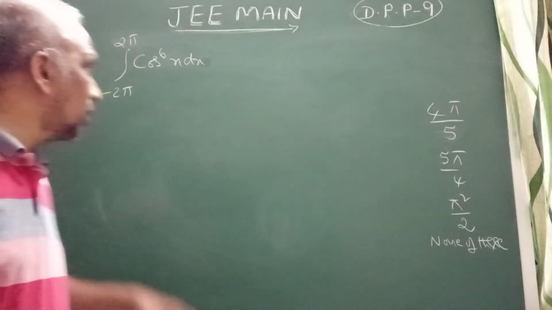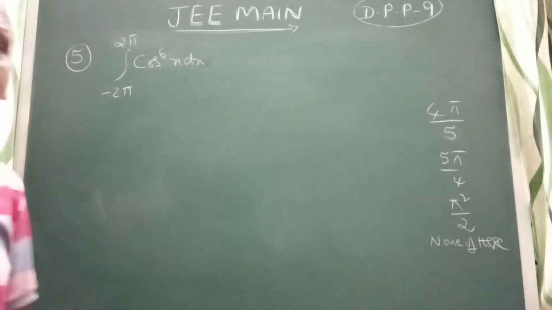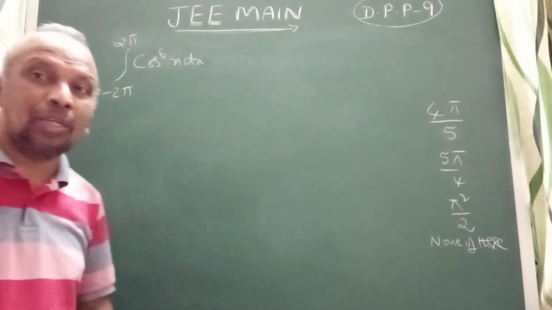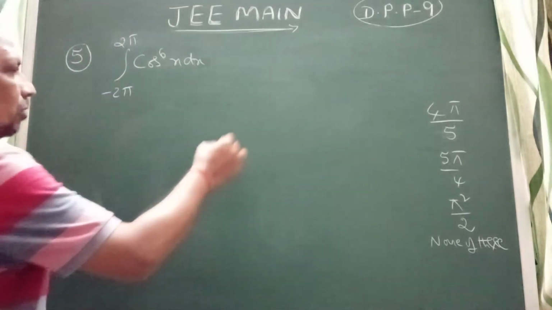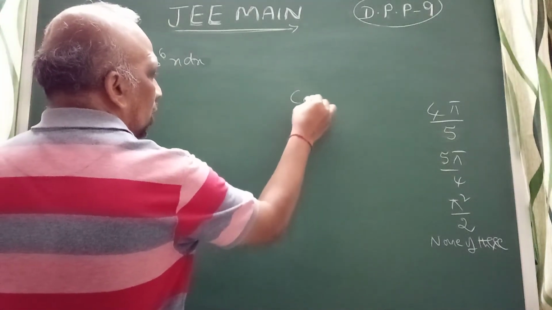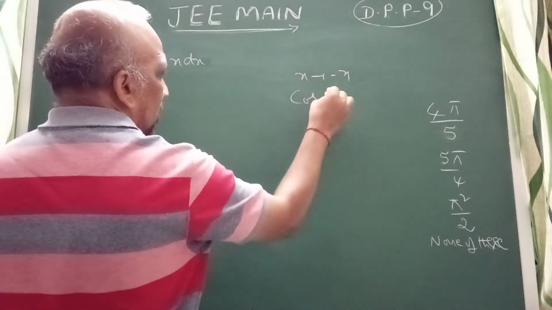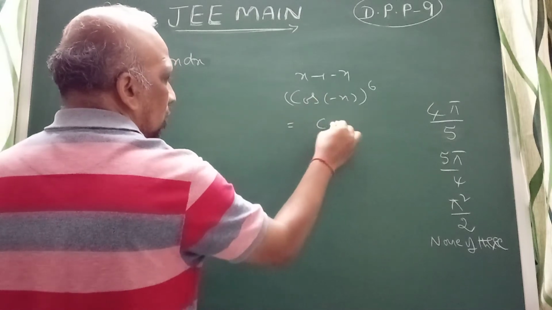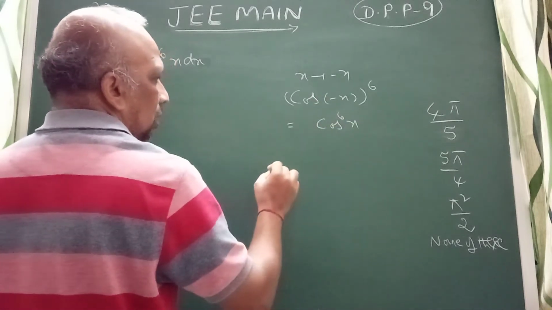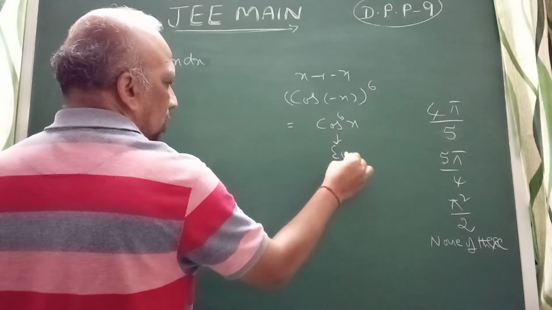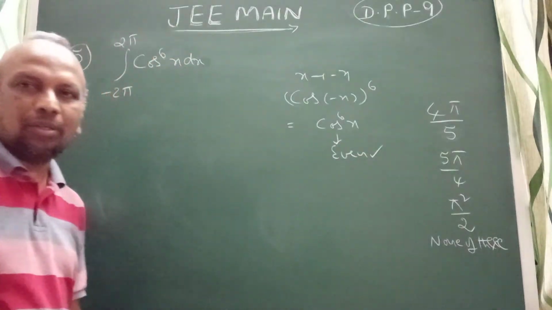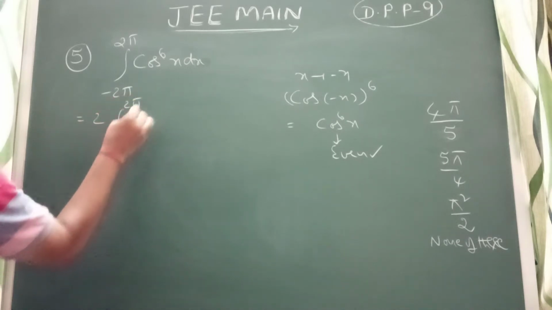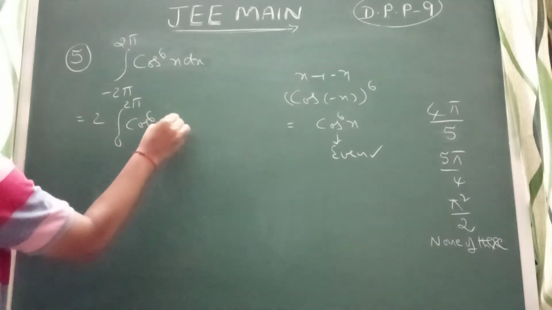Here they are given the integral from minus 2 pi to 2 pi of cos^6 x dx. When they give minus 2 pi to 2 pi, you can verify whether the function is even or odd. Replace x with minus x: cos of minus x whole power 6, we get cos^6 x only. So the function is even. Since the function is even, I can write this as 2 into the integral from 0 to 2 pi of cos^6 x dx.